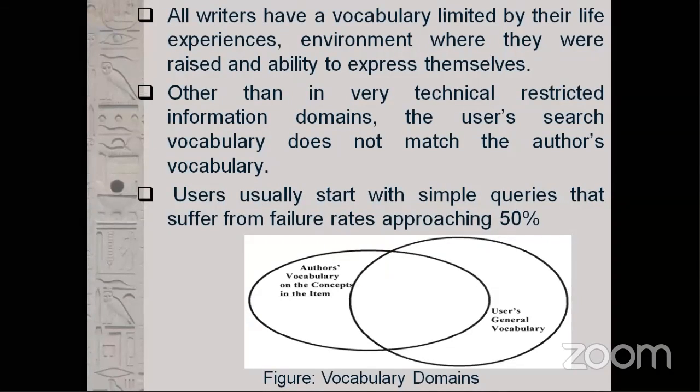So the user's vocabulary also plays a major role. If the user's vocabulary is different and the author's vocabulary is different, then you are not getting 100% results. For example, my author is maintaining it as United States of America, but I am processing the query as USA. Then I am not retrieving the relevant documents from the documents developed by the authors.